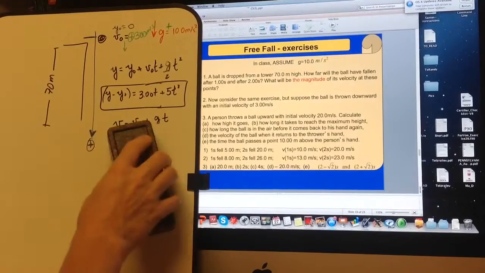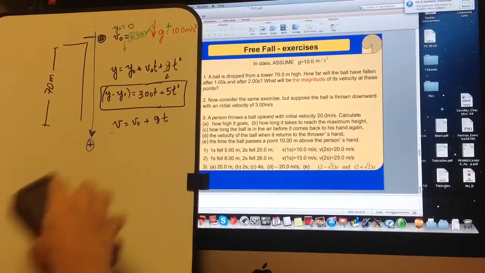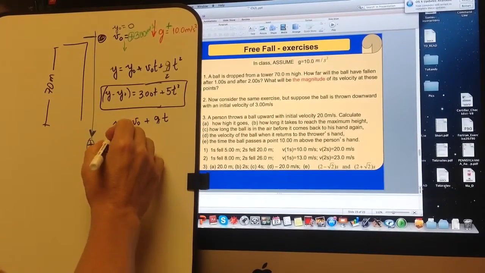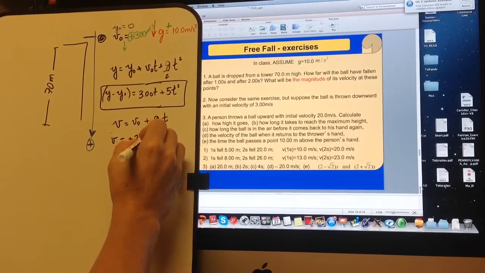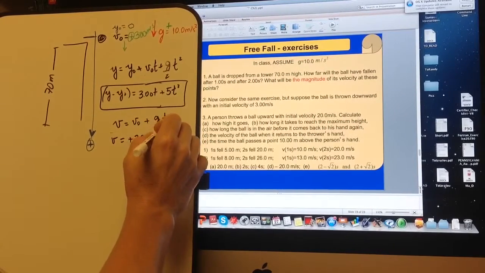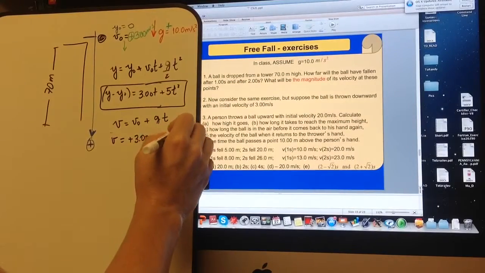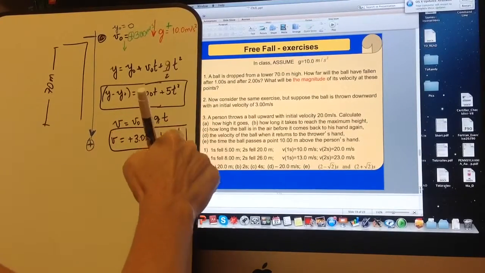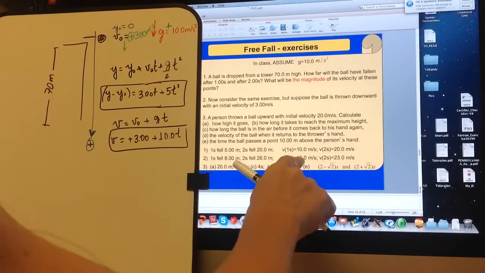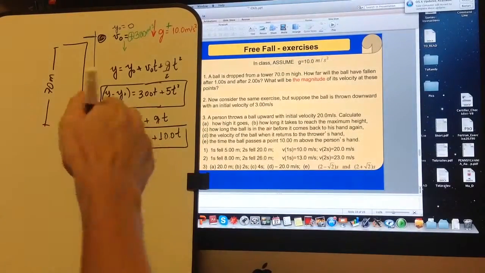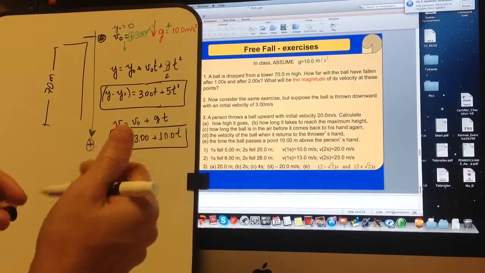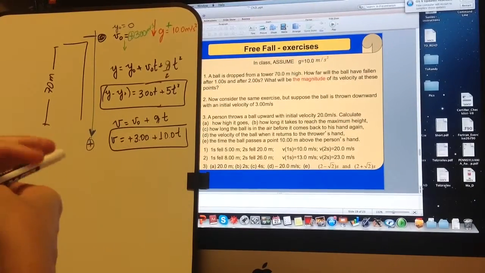Same thing now here. In this equation, we'll have to take into account the V naught. So the final velocity will be plus 3 meters per second plus 10 multiplied by time. When time is 1, we get 13 meters per second. When time is 2, we get 20 plus 3, 23 meters per second.